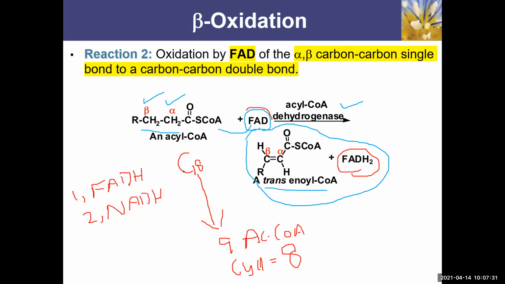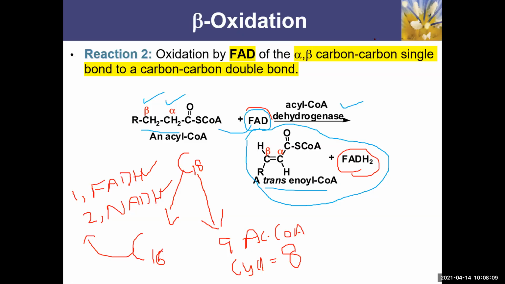When I converted C18 to C16 in the first cycle, I produced one FADH and one NADH. That is it, isn't it? Then the second time, when I went from C16 to C14, I produced one more FADH and one more NADH, correct? From C14 to C12, I produced one more FADH and one more NADH, correct?